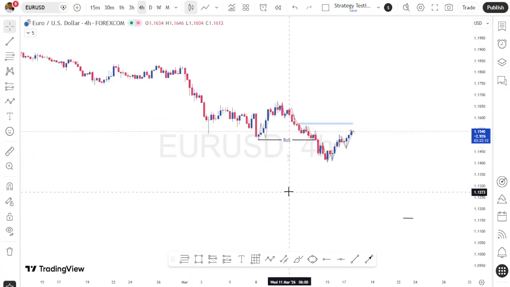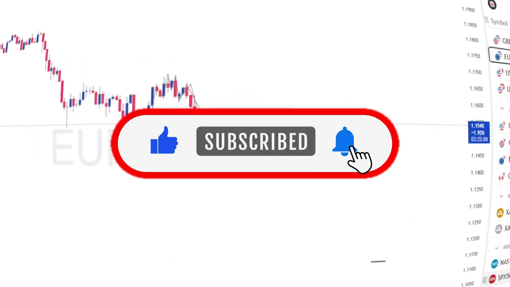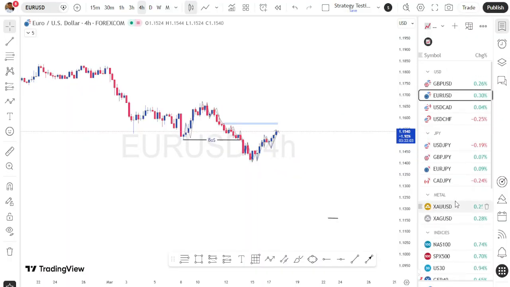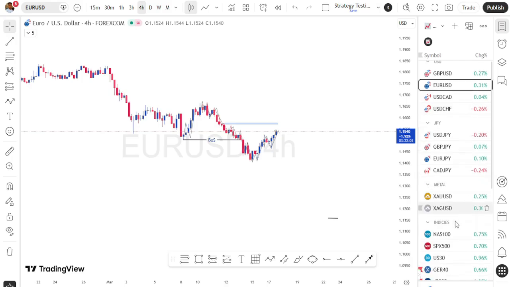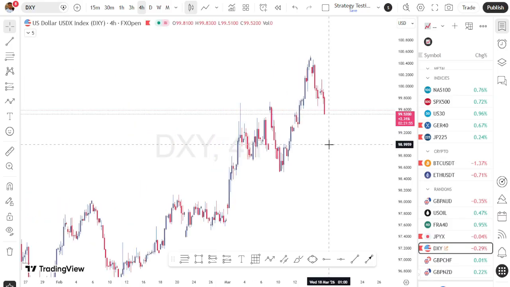We are actually going to go straight to the DXY. Let's see what exactly the DXY is saying as well. Once you know what the DXY is saying, you can just use the correlation to trade GBPUSD and every other pair that is correlated to USD that you want to trade. So this is the DXY right here. Let's just go straight to the DXY.